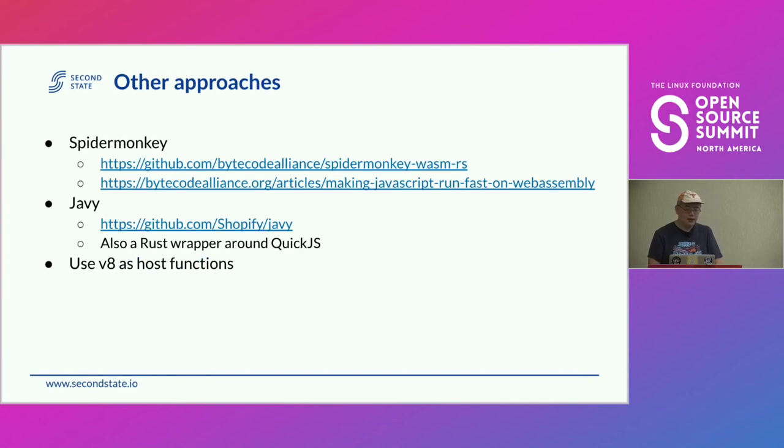Yeah. Well, the approach we just talked about is our approach. There are other ways to do that. Mozilla has their own JavaScript runtime called SpiderMonkey, and there is a major effort to compile SpiderMonkey into WebAssembly. They also have a Rust interface to that, which allows it to do everything that I have just shown, but in a different WebAssembly, in a different JavaScript runtime. So instead of QuickJS, we can do SpiderMonkey.